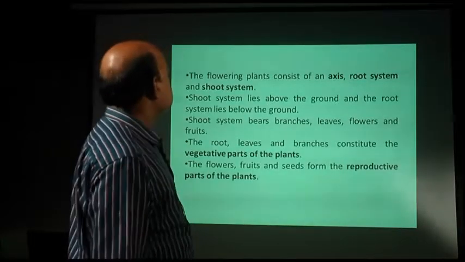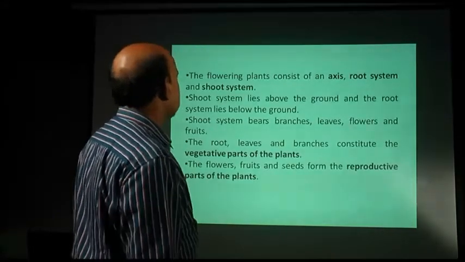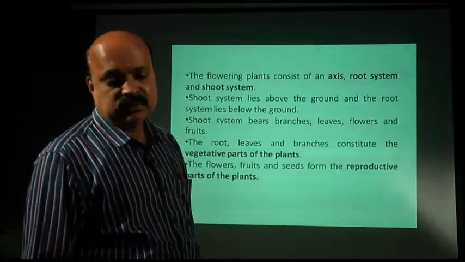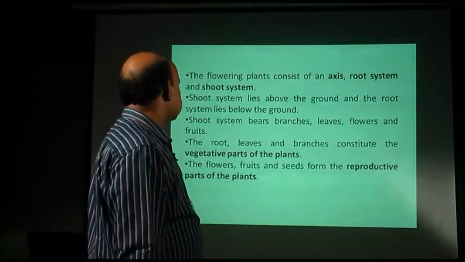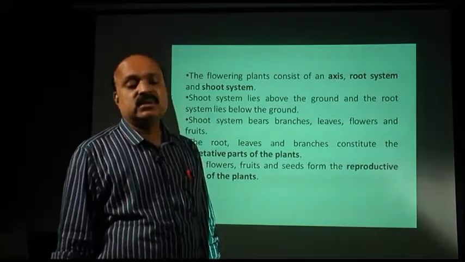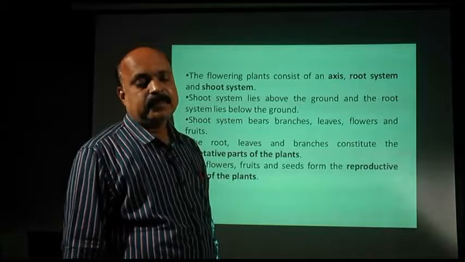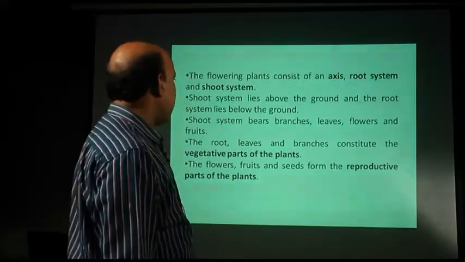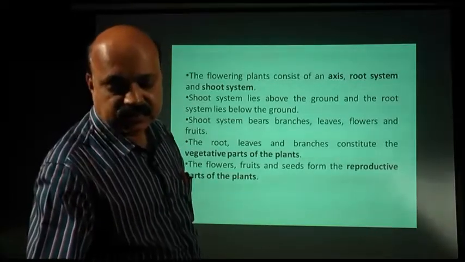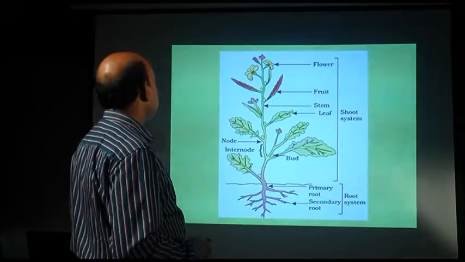The flowering plants consist of an axis, the root system and the shoot system. The shoot system lies above the ground and the root system is generally present inside the soil, below the ground. The shoot system has branches, leaves, flowers and fruits. The root, leaves and branches constitute the vegetative parts of the plant. The flowers, fruits and seeds form the reproductive parts. Now we will see the whole structure of a typical flowering plant.